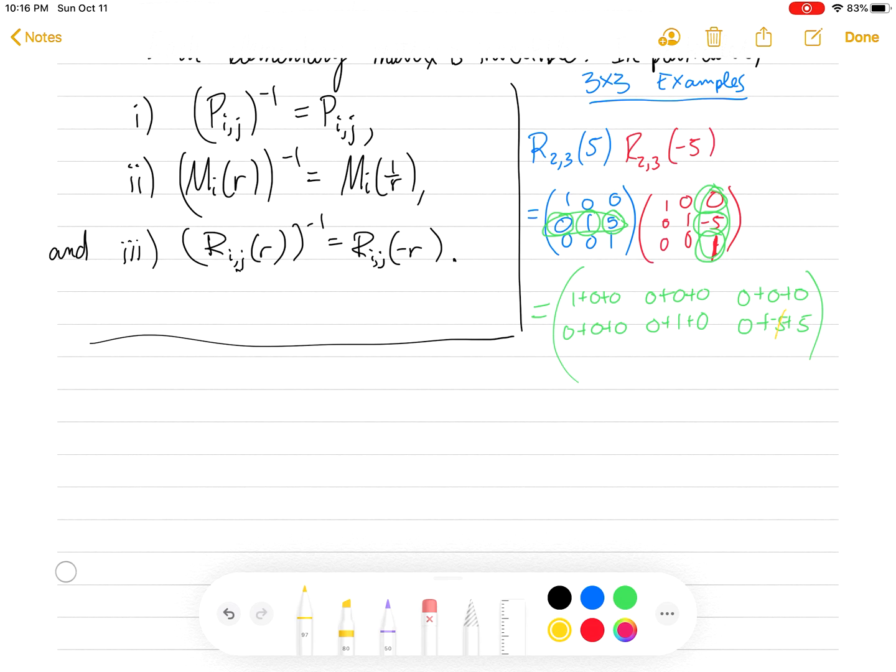0 times 0 is 0. Plus 1 times -5 is -5. Plus 5 times 1 is 5. Aha! So we get a -5 and a +5. They're going to cancel out, right? They're going to cancel. All right, so that was the key. That was the most important entry right there.